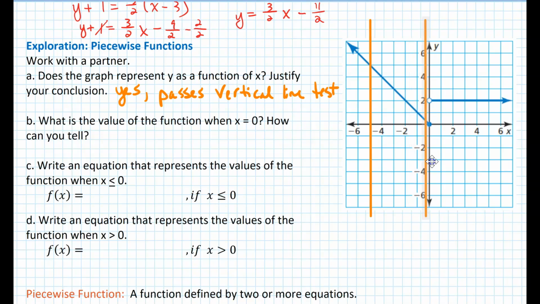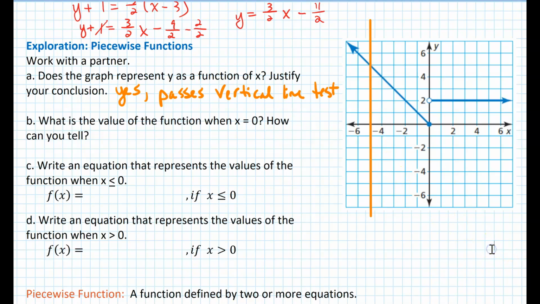Okay. So what's happening right here at x equals 0? It's still only touching once. And how do we tell? Because of the empty dot. Yeah, because we have an open circle here and a closed circle here. Again, does it only touch the function in one place? And it does each time.